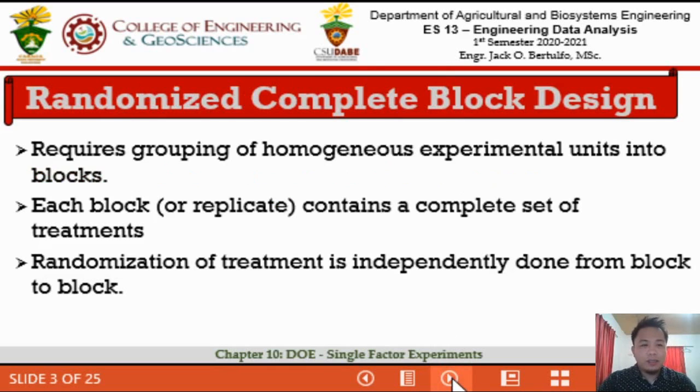So the randomized complete block design or the RCBD requires grouping of homogeneous experimental units into blocks. If we compare this to CRD, in CRD we don't have the blocking. Each experimental unit will have an equal chance of receiving the treatment. But this time in the randomized complete block design, every block should contain all the treatments. So there is blocking or replication efficiency.